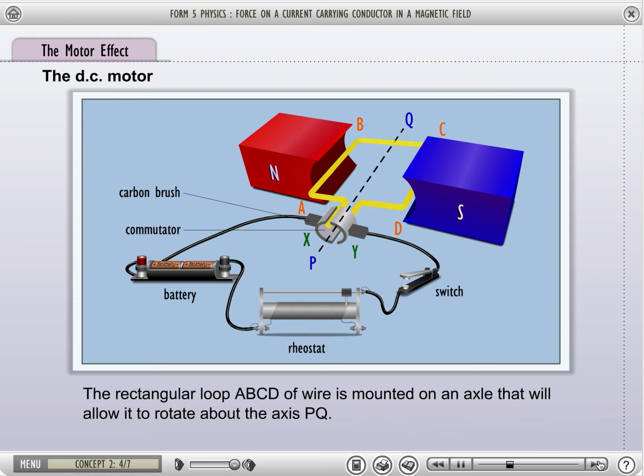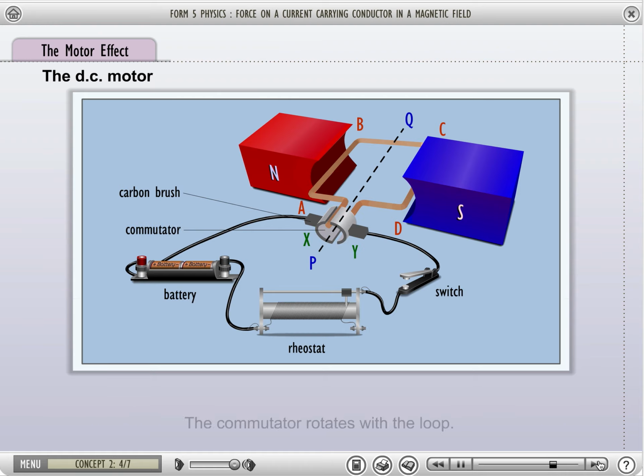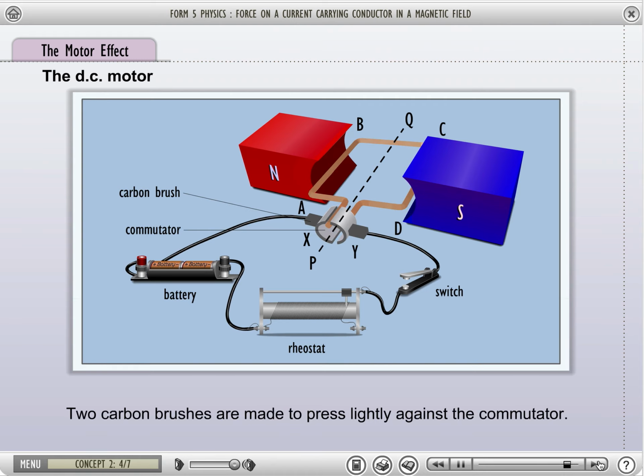The rectangular loop ABCD of wire is mounted on an axle that will allow it to rotate about the axis PQ. The ends of the wire are connected to split rings X and Y, the commutator. The commutator rotates with the loop. Two carbon brushes are made to press lightly against the commutator.